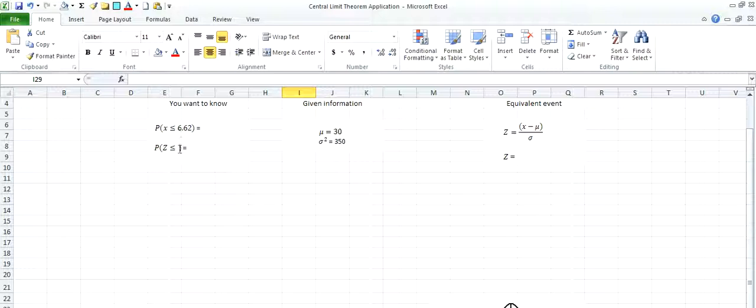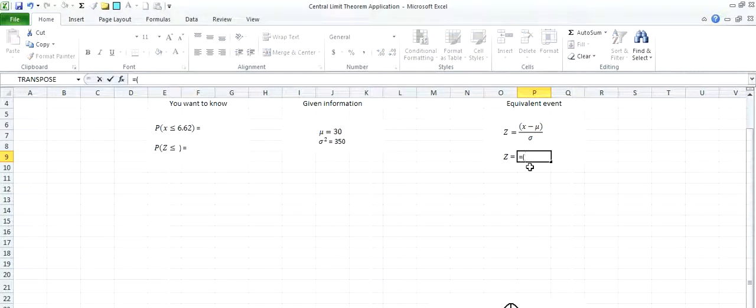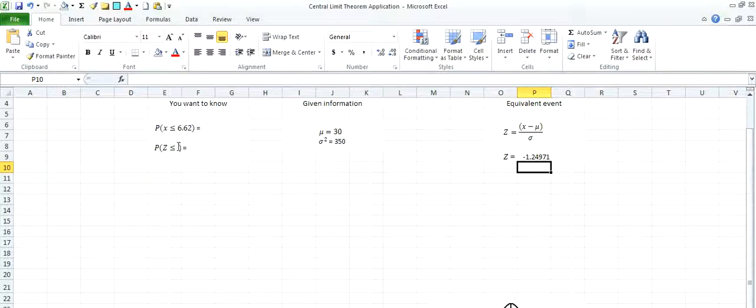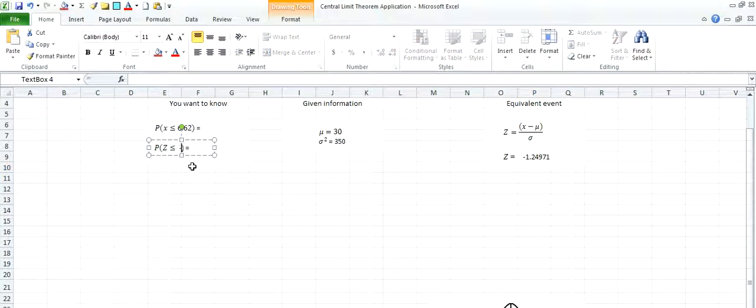You're going to convert that into a Z event. How? By using this formula right here. So let's do it. z equal to x, which is 6.62, minus mu, which is 30, divided by the square root of 350, the square root of the variance. Enter. So it is negative 1.25. So this event is same as negative 1.25 of z event.